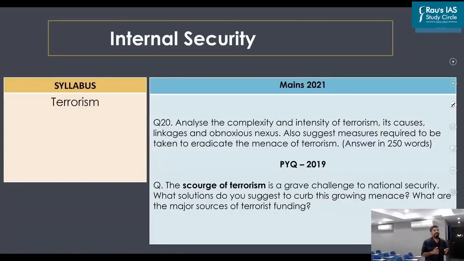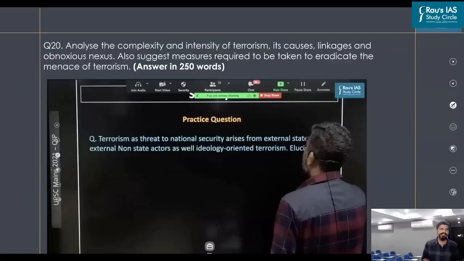Now, if you look at the discussion that we had during the mains revision classes, we divided the issue of terrorism into different questions. And one such question is: terrorism as a threat to national security arises from external state actors and external non-state actors, as well as ideology-oriented terrorism. Elucidate. So isn't it related to the question that has been asked this year? What are the challenges posed by external state actors, non-state actors, as well as ideology-oriented terrorism? So this was one question that we did.